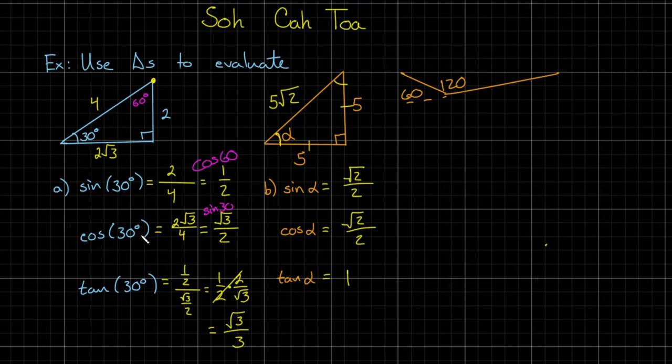And then the cosine of 30 is the same thing as the... Whoa. Yeah. The cosine of 30 degrees is the same as the sine of 60 degrees.